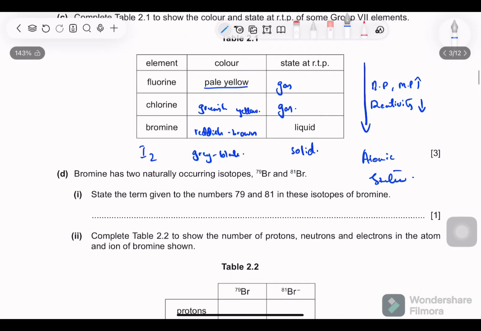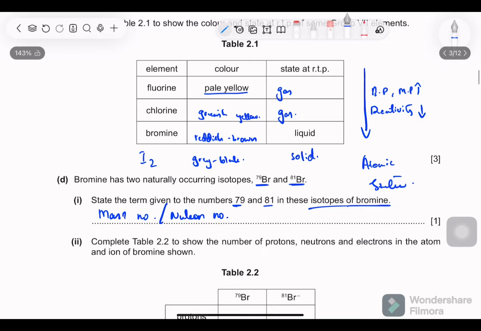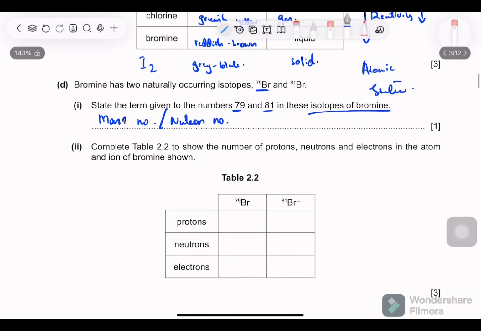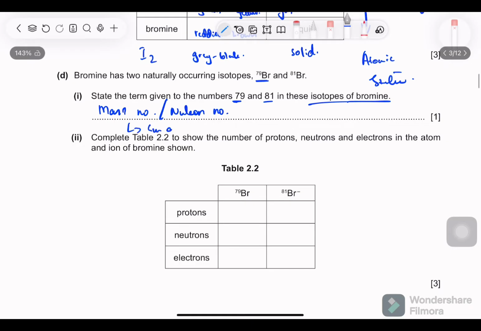Bromine has two naturally occurring isotopes, 79 Br and 81 Br. State the term given to the number 79 and 81 in these isotopes of bromine. So we know this is the mass number, or the nucleon number. Nucleon number. The number which will be written below, whatever it may be, for example, that will be the atomic number or the proton number. The smaller one is the proton number, the larger one is the mass number, because the mass number is the sum of protons and neutrons.